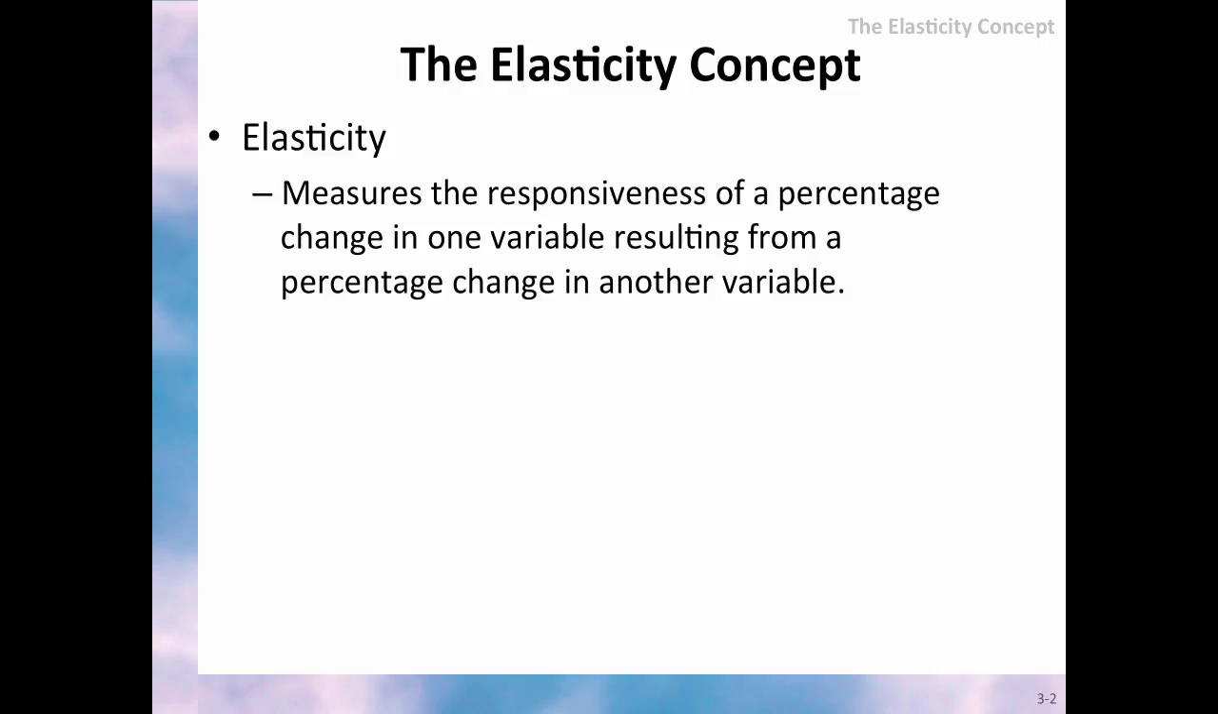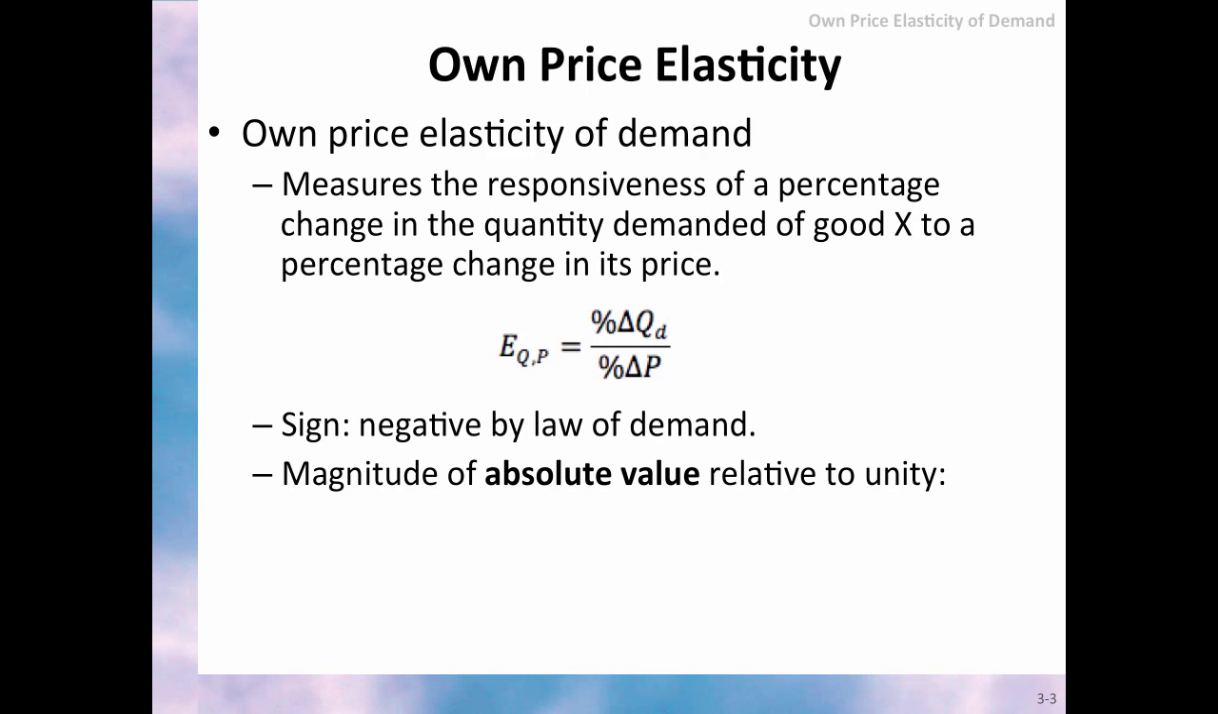While the law of demand says that the quantity demanded must fall due to an increase in the price of the good, it doesn't tell you by how much. Therefore, we need a tool to measure this. This is why we have the price elasticity of demand. This, more specifically, measures the responsiveness of a percentage change in the quantity demanded of good X to a percentage change in its price. So we have a ratio.